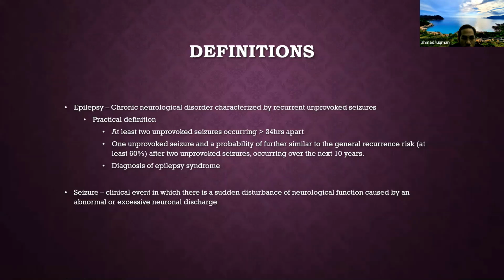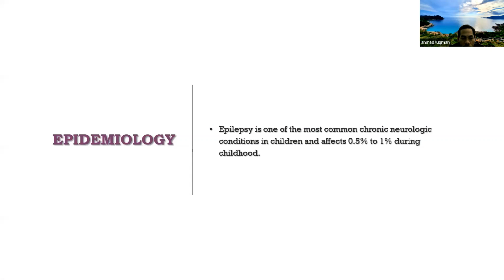To remind you, a seizure is a clinical event in which there is a sudden disturbance of neurological function caused by an abnormal or excessive neuronal discharge. Next, the epidemiology. According to a study, epilepsy is one of the most common chronic neurological conditions in children, and it affects 0.5% to 1% during childhood. As this study was conducted in the United States, it may or may not represent the worldwide situation.